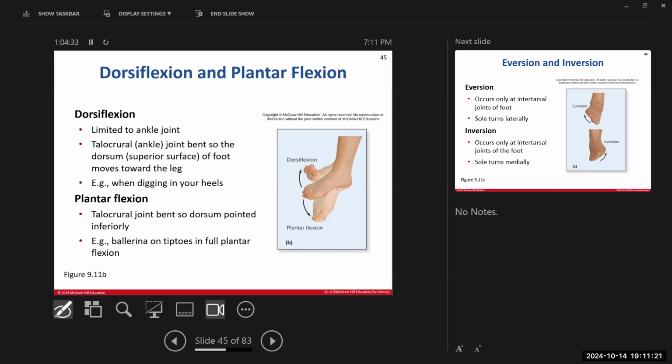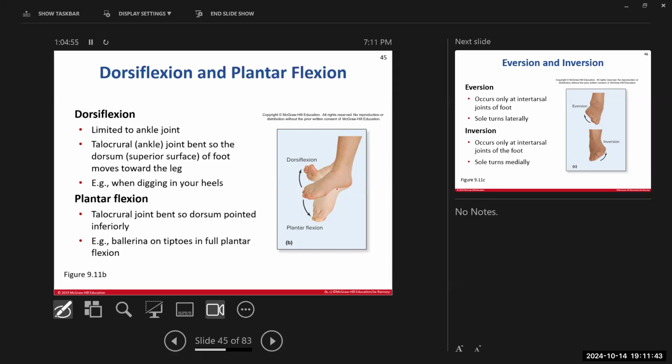Dorsiflexion, if you want someone to go into dorsiflexion, just ask them to walk on their heels. Try to walk on your heels. Try to bring the top of your foot as close to your shin as possible. And that is dorsiflexion. So again, keep in mind that those movement types are going to be specific for the ankle.